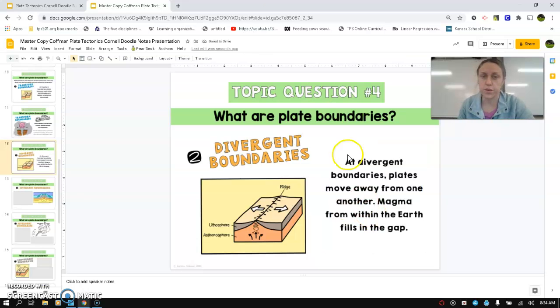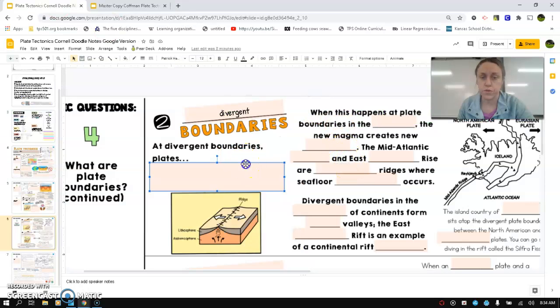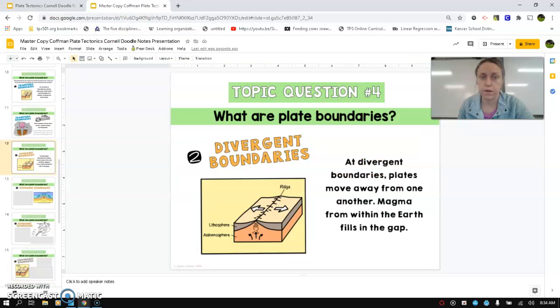And let me show you where this goes. It goes right there. Okay? At a divergent boundary, plates move away from each other. Magma from within the earth fills the gaps. Magma we have not talked about. It's basically molten rock that's inside the earth. Lava's outside the earth. Okay.